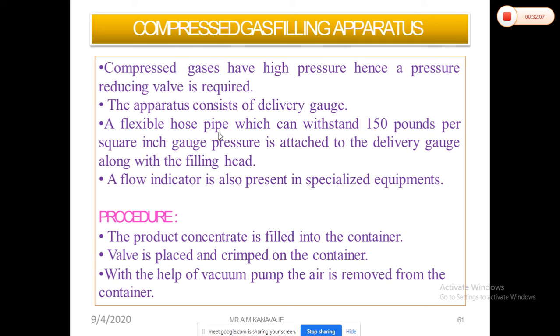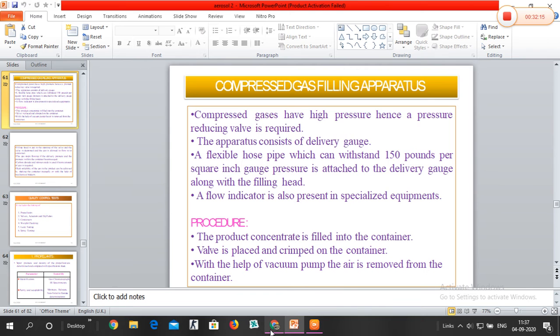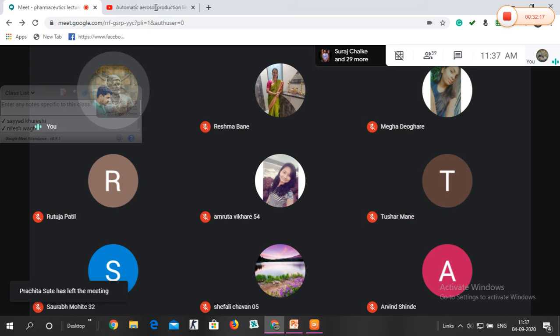Now we'll see one video showing how the manufacturing is carried out in aerosol or large scale manufacturing. Just 1 minute.